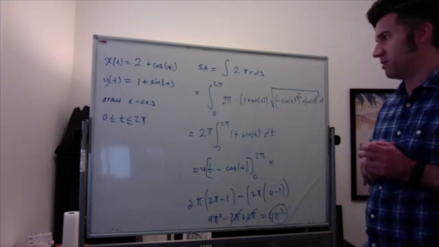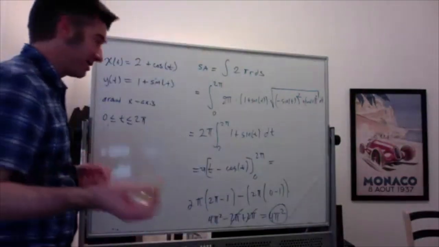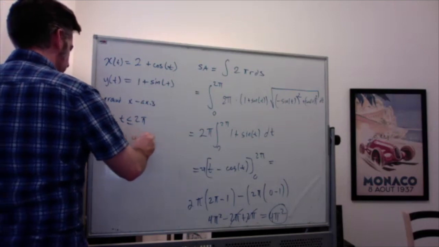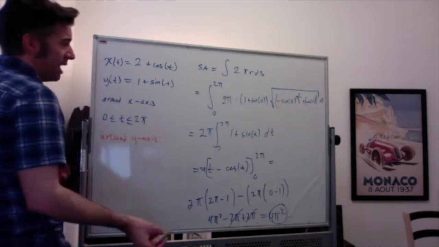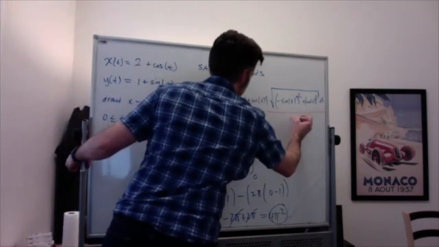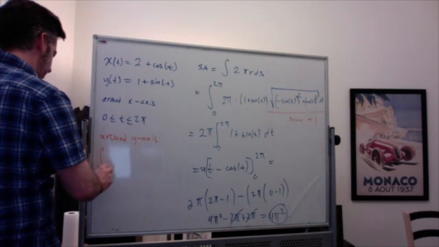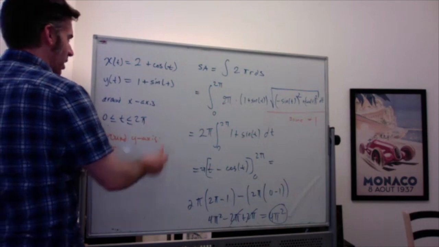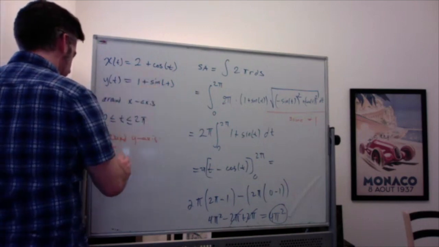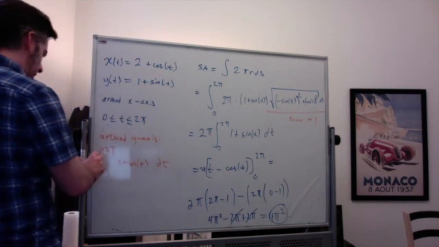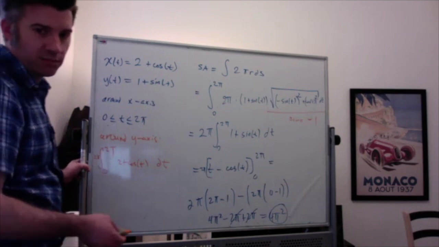Interesting, or maybe interesting question. If we had gone around the y-axis instead, the ds part still stays the same. So that's just 1. So on the y-axis, we'd be getting the integral from 0 to 2 pi of 2 plus cosine of t dt, times the 2 pi out in front. So almost the same.